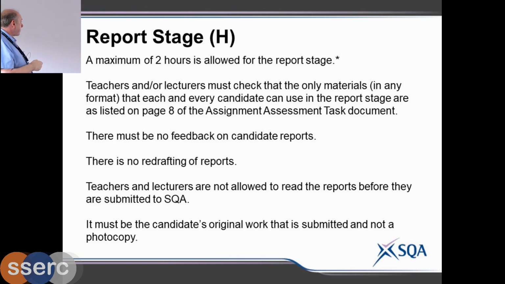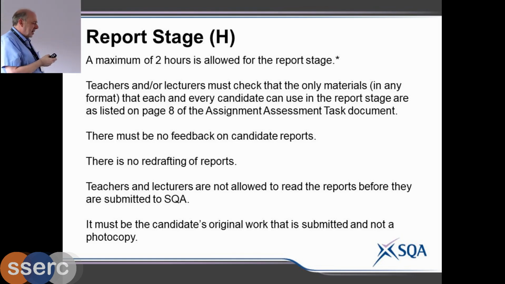Yeah. So there's no feedback, there's no redrafting. Once the 2 hours is up, that's it. If you've got candidates pleading with you, I spoke to my tutor last night and she says I've done this wrong, can I redo it? No, nothing. Once it's done, it's done. Okay.